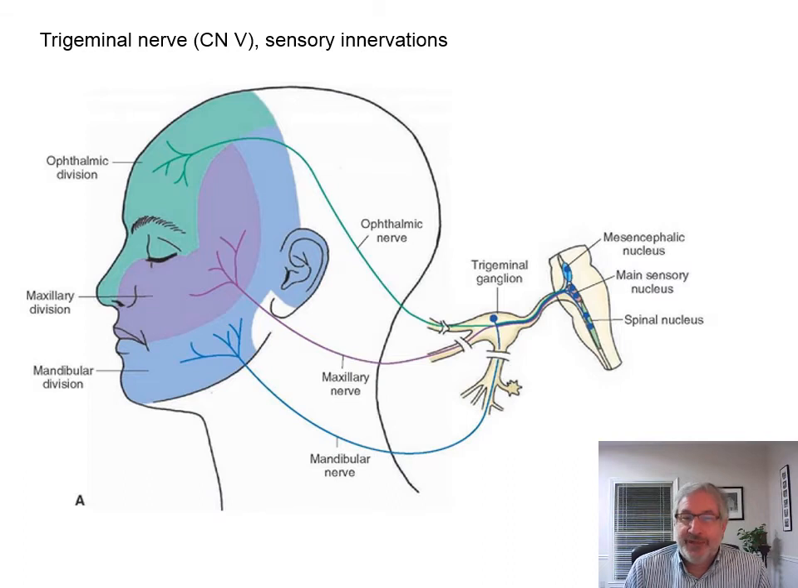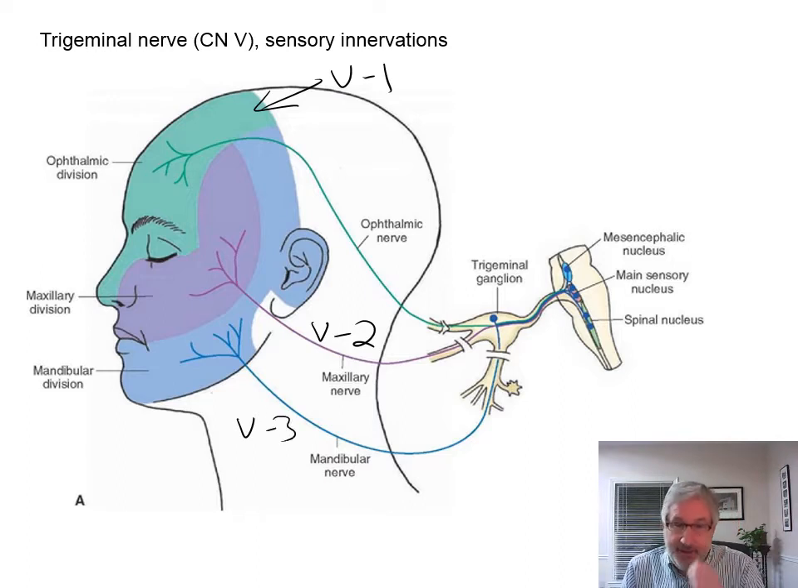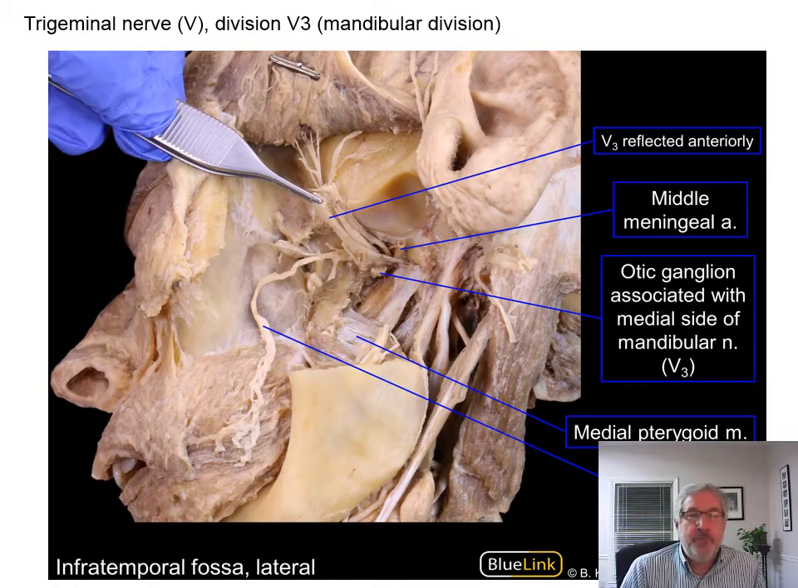So these are all sensory innervations from cranial nerve 5. We have the ophthalmic division does this part up here. So this is 5, 1, and the maxillary division of the trigeminal nerve is 5, 2, and the mandibular division of the trigeminal nerve is 5, 3, showing where those go. Okay, next slide. And this is a cadaver showing just part of the trigeminal nerve.